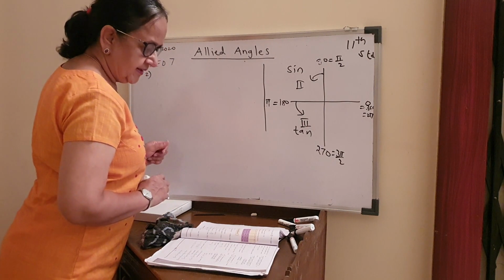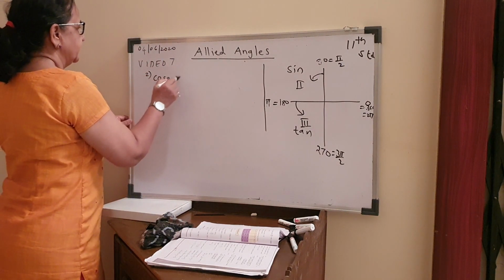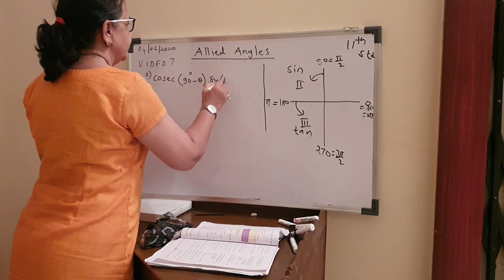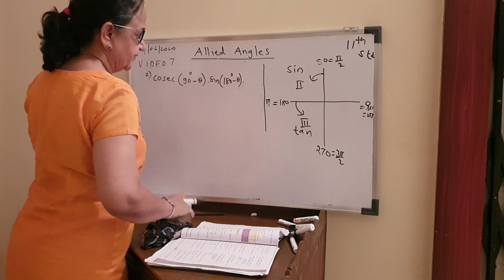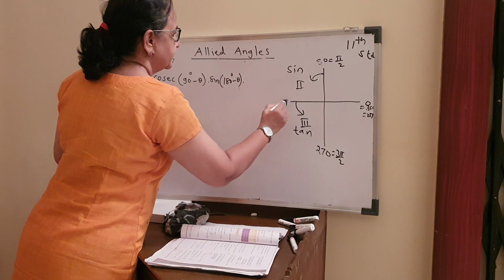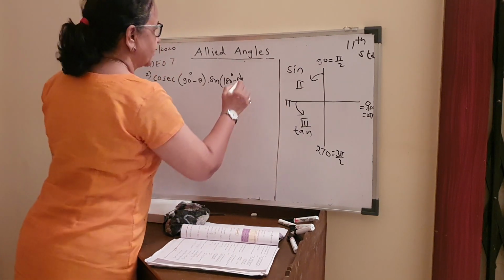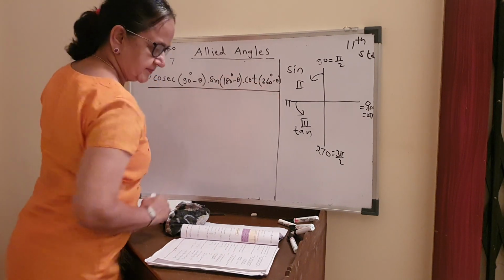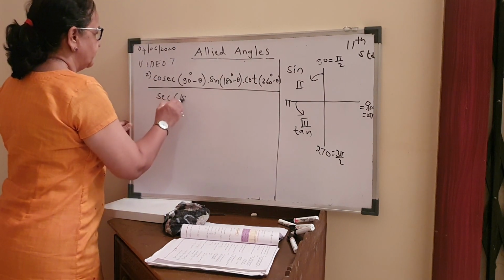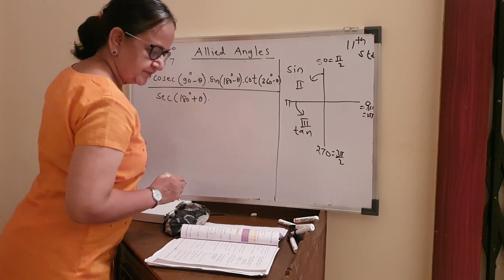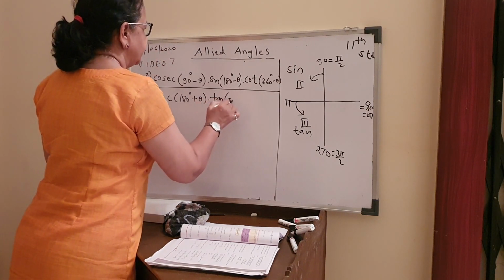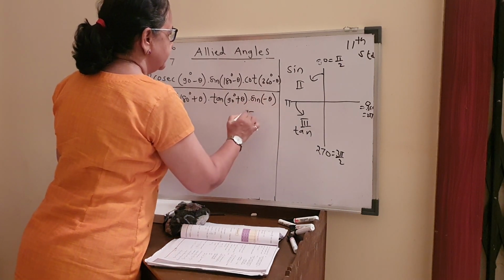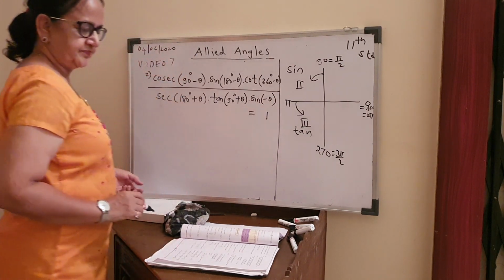The second problem. I have to show cosec 90 degrees minus theta into sine 180 degrees minus theta into cot 360 degrees minus theta, whole thing divided by sec 180 degrees plus theta, tan 90 degrees plus theta, sine of minus theta. All that I have to prove equal to 1. All that should be equal to 1.